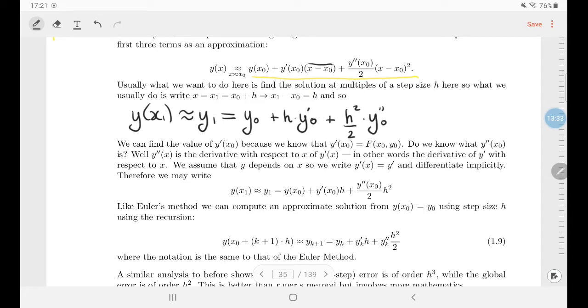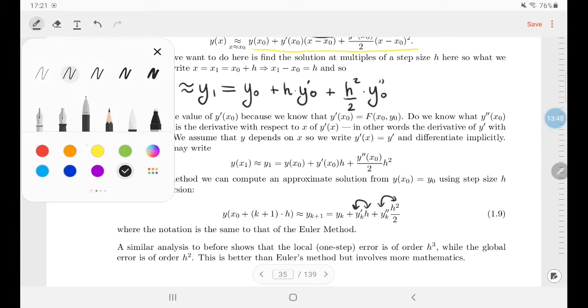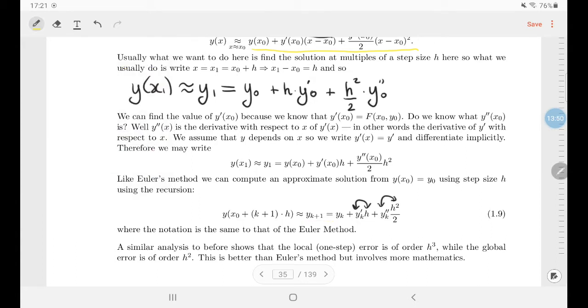So like Euler's method, you can keep going. I should probably swap these to the way I regularly write it. You can get an iterative method, you can keep going to different points, the notation is the same. So basically, the next y value is equal to the previous y value plus step size times previous slope plus step size squared over 2 times previous second derivative. And the difference between them is this bit.